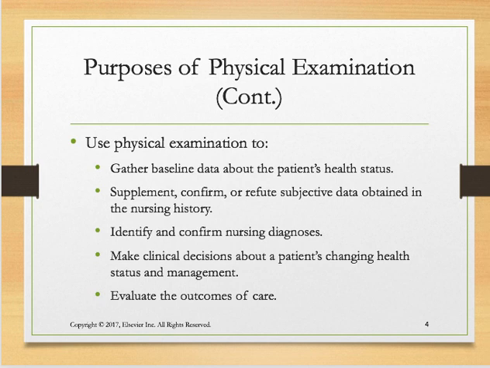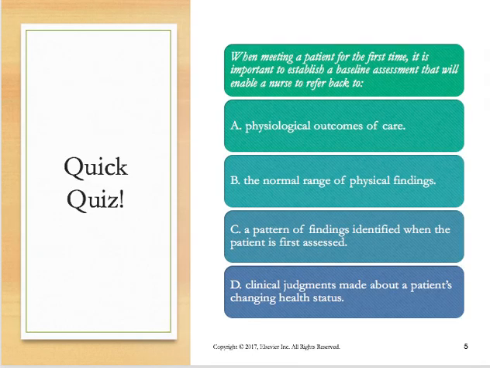So again, I've gone through all of this stuff. You guys can certainly read that. I'm not going to reread it to you. Here's a quick quiz. Okay, so you're meeting a patient for the first time. It's important to establish a baseline assessment that will enable a nurse to refer back to. What do you guys think the right answer is? So if it's a baseline, would that be the physiological outcomes of care? Well, no, not necessarily, right?